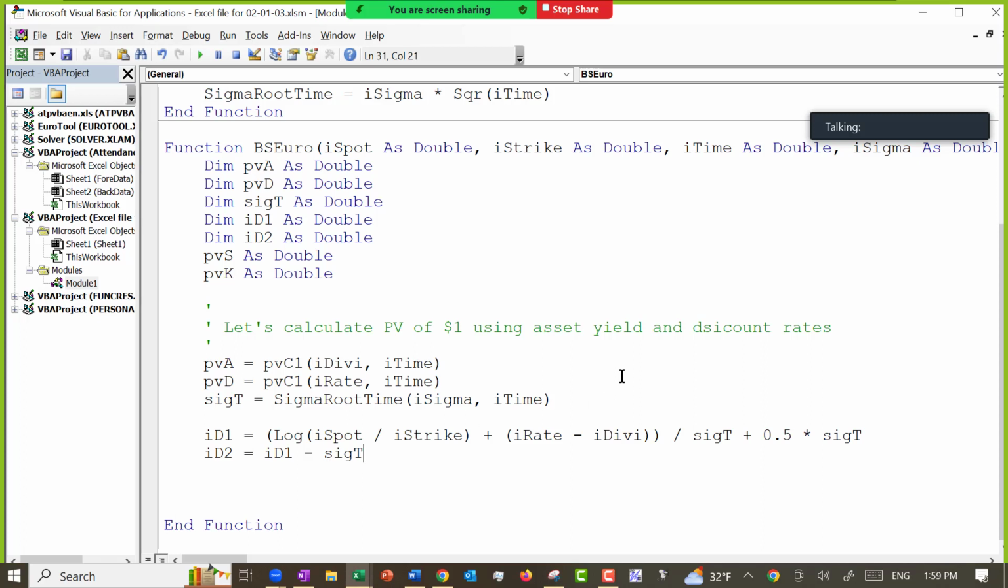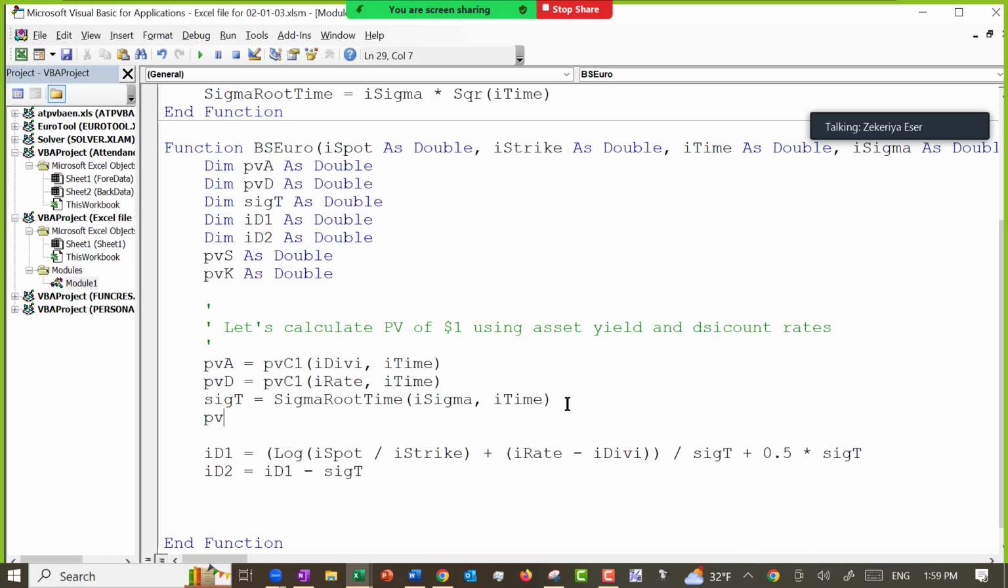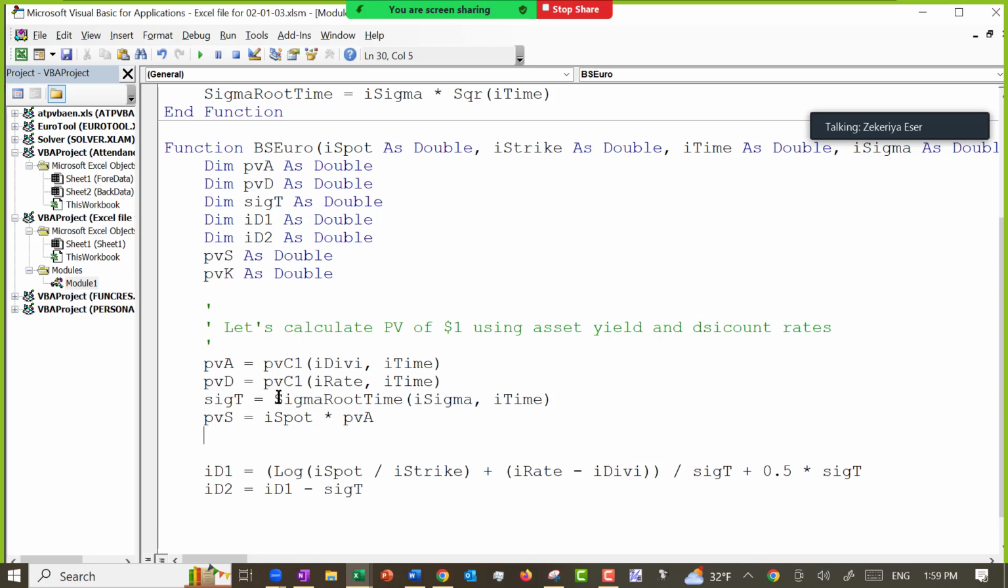So let's calculate them here. PVA, PVS equals spot times present value using the asset yield, PVA. So S times e to the negative Q times T. PVD. So I got those.